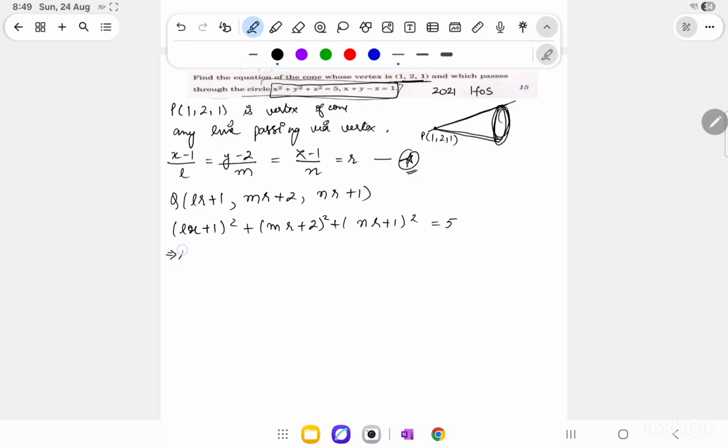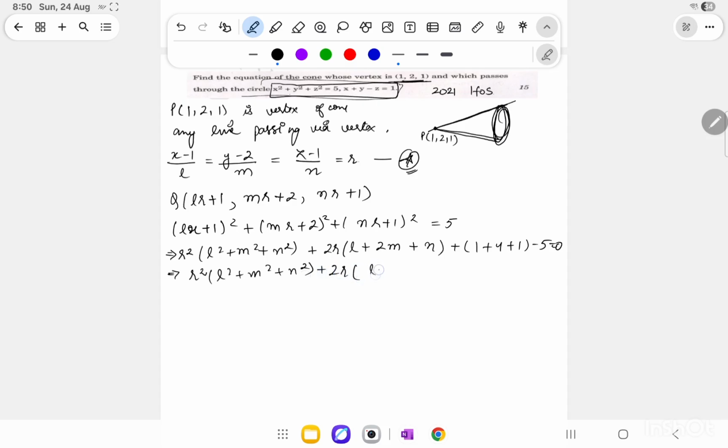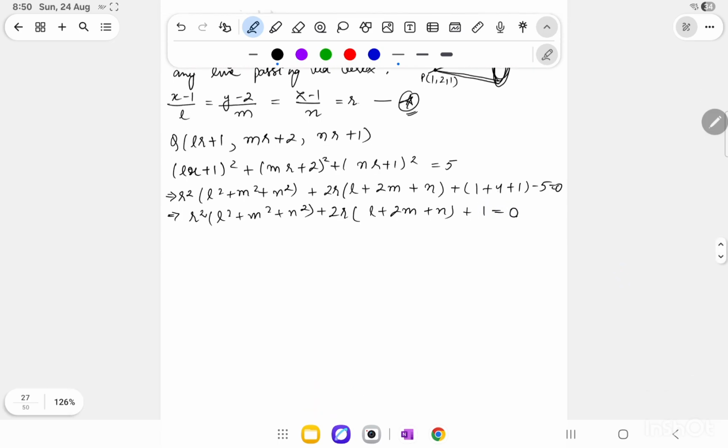If we simplify it, we'll get R square as L square plus M square plus N square plus 2R into L plus 2M plus N plus 1 plus 4 plus 1 minus 5 equals to 0, which is basically R square into L square plus M square plus N square plus 2R into L plus 2M plus N plus 4 plus 1 is equal to 0.